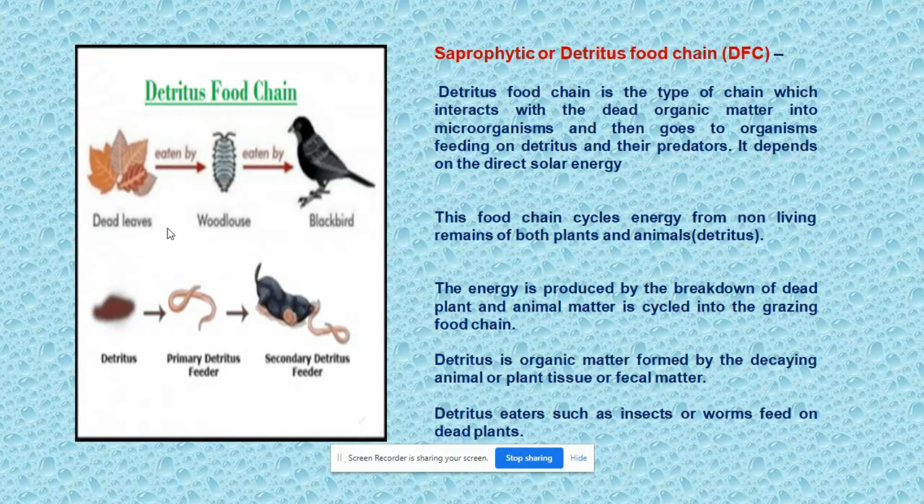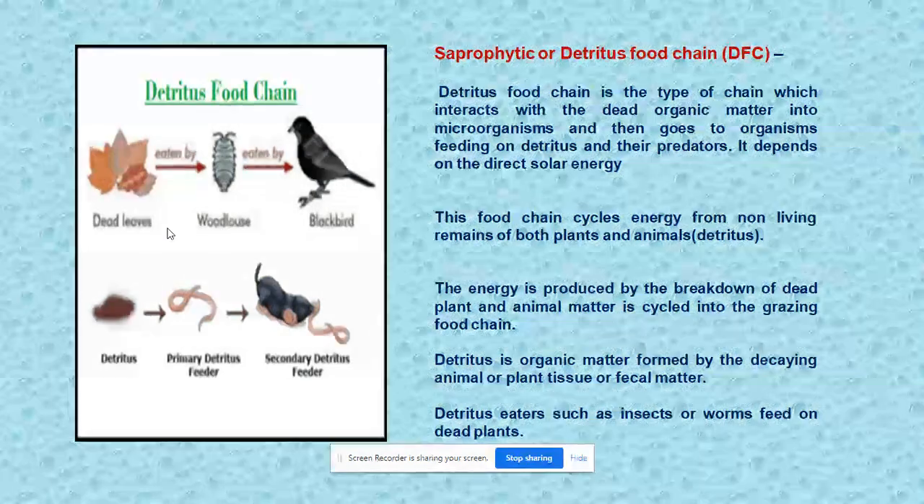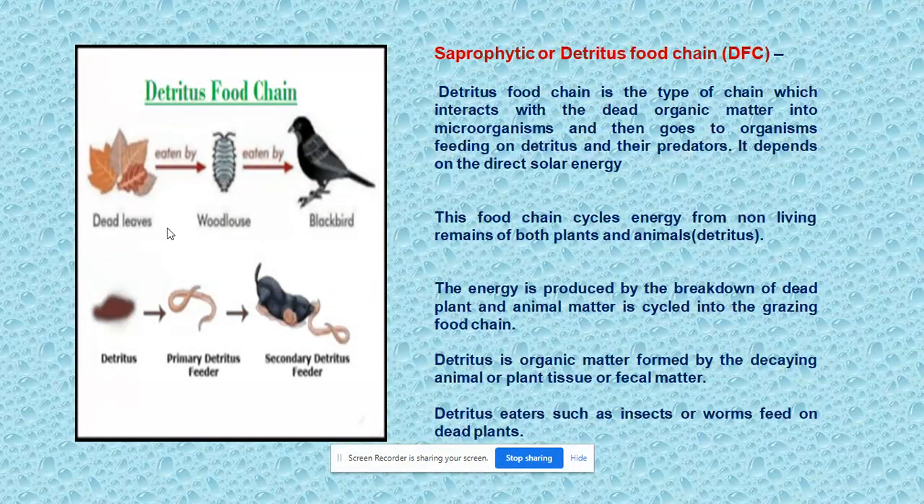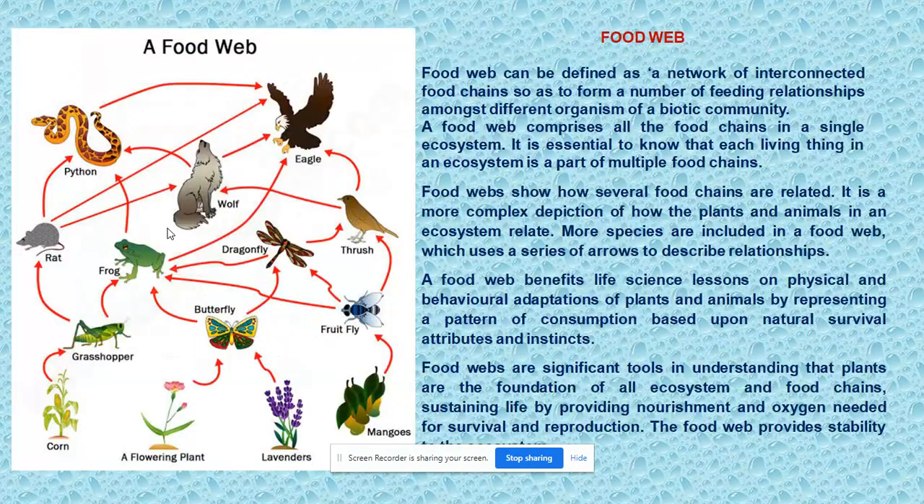This food chain cycles energy from the non-living remains of both plants and animals, which are called detritus. The energy produced by the breakdown of dead plant and animal matter is cycled into the grazing food chain. Detritus is organic matter formed by decaying animal or plant tissue or fecal matter. Detritus eaters such as insects or worms feed on dead plants.